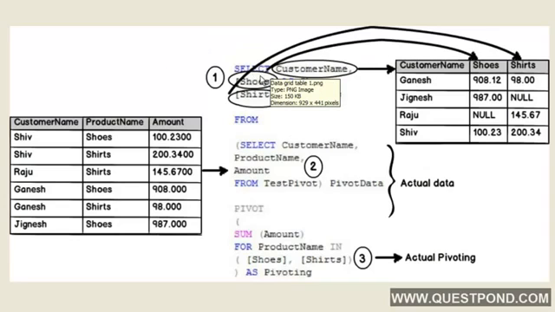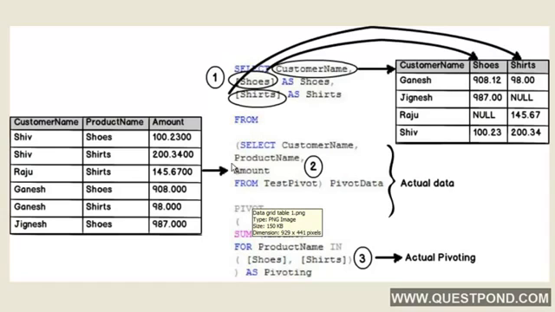You can see that we have a very simple select statement over here, and this select statement has those column names which we want to display on the pivot report. For example, in our pivot report, we want to display customer name, shoes, and shirts. So the same column names will come in this select statement. The first part of the pivot code starts with a select statement, and it has those column names which have to be displayed on the pivot report.